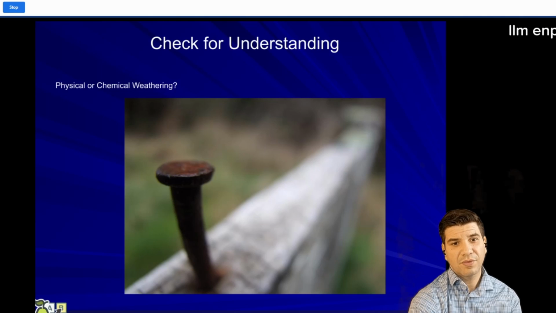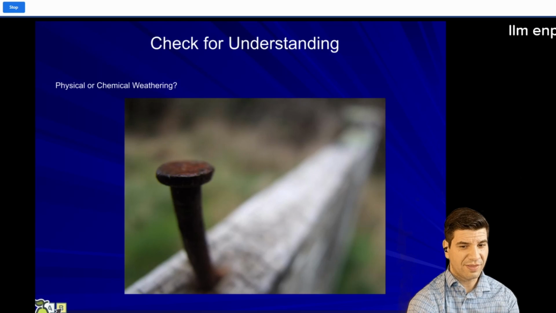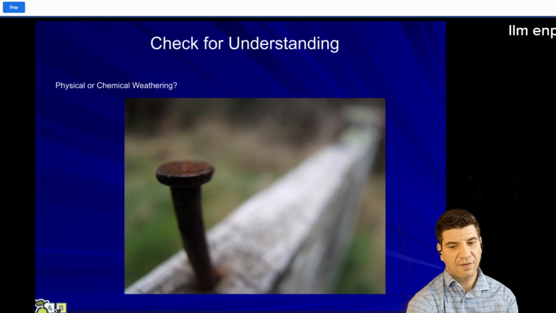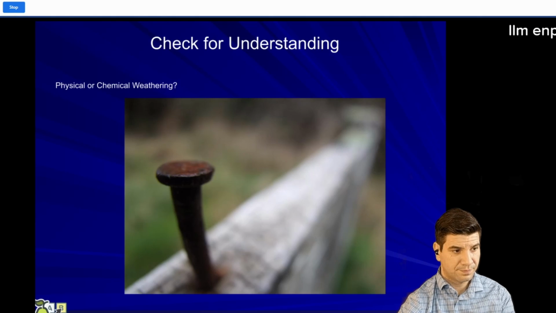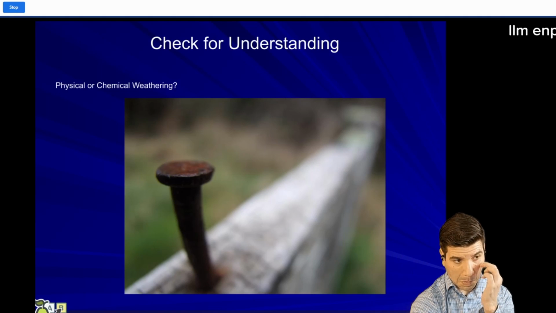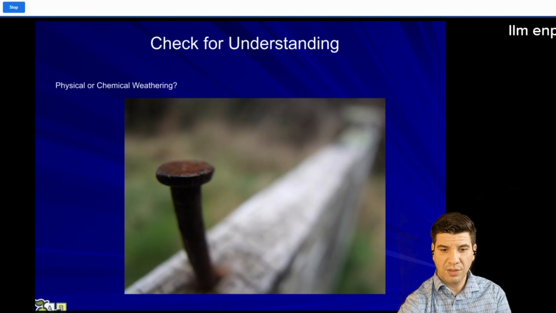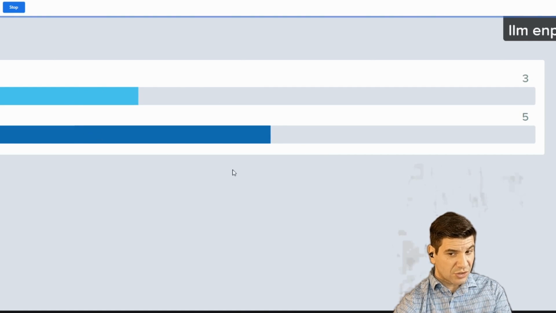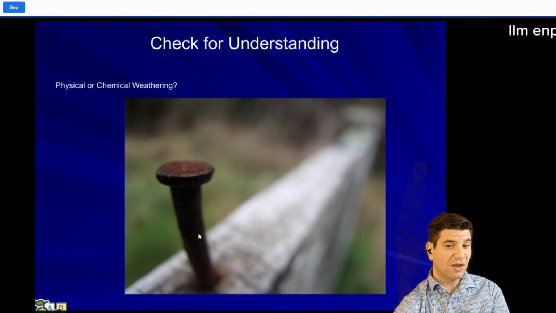All right, next up, physical or chemical? What's going on here? I see a nail sticking out of a board, and it looks pretty darn rusty. Physical or chemical? I've only got 5 responses. Physical or chemical? 3, 2. Yeah, so this is a chemical reaction. It's oxidation. We're seeing it rust.